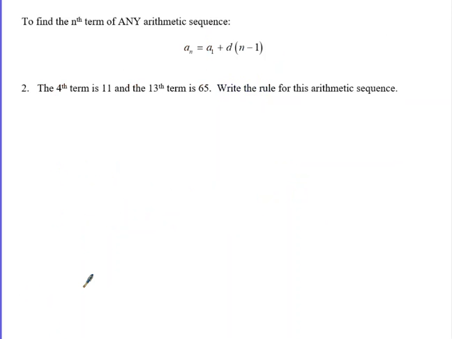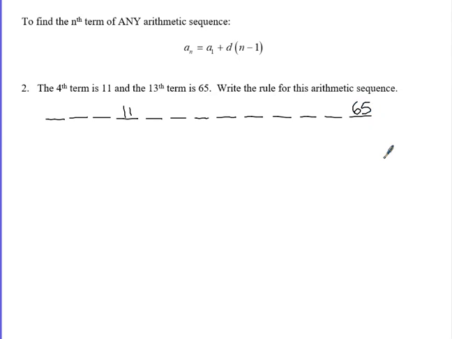Now, if we have an arithmetic sequence and we know that the fourth term is 11 and the 13th term is 65, we want to write the rule for this sequence. So I'm going to start out by writing out some blanks. We have the first 3 terms. We know the fourth term is 11, then 5, 6, 7, 8, 9, 10, 11, 12 we do not know. And we know the 13th term is 65.